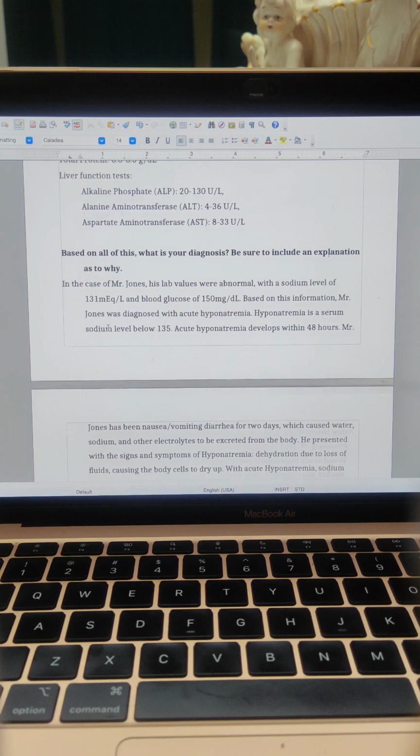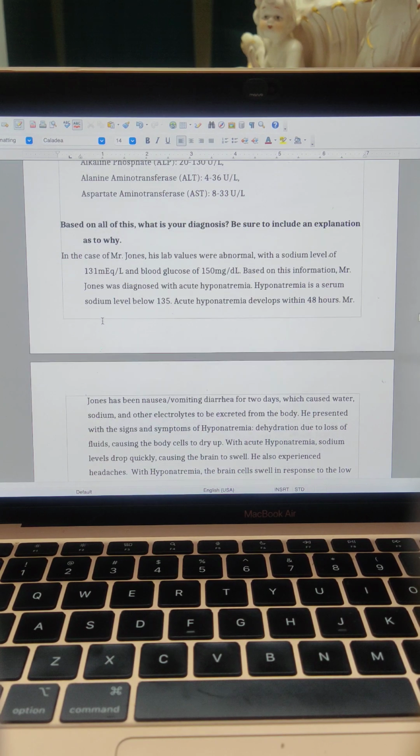So in the case of Mr. Jones, his labs were abnormal with a sodium level of 131 and blood glucose of 150. Based on this information, we can say that Mr. Jones was diagnosed with acute hyponatremia. Hyponatremia is a serum sodium level of below 135. Acute hyponatremia developed within 48 hours.